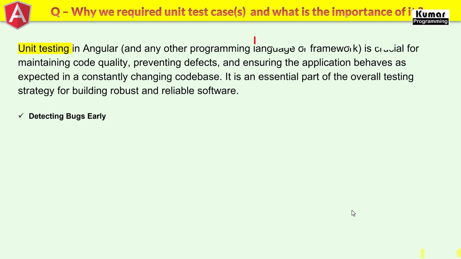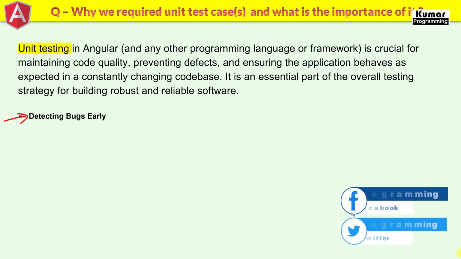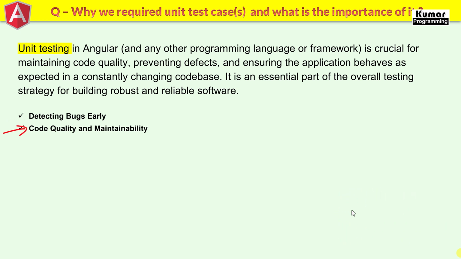Now let's see what the important aspects of unit testing are. First of all, detecting bugs early. If you did some changes and you have some defect, you can identify your defects early rather than getting them from production. And once you are writing your unit test cases, your code quality is improved and it's maintainable.